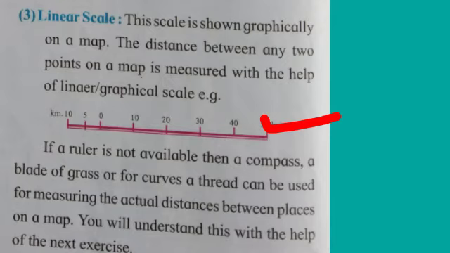In simple words, a linear scale is a scale in which distances are expressed by drawing a graphical scale. If a ruler is not available, then a compass, a blade of grass, or for curves, a thread can be used for measuring the actual distances between places on a map. You will understand this with the help of the next exercise.